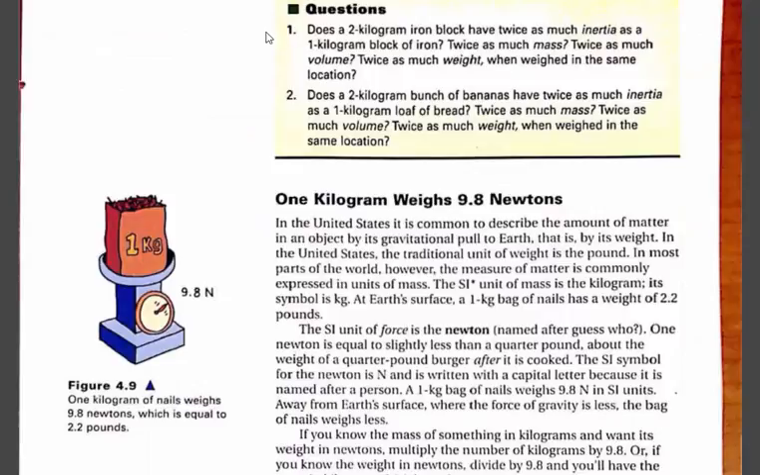Thought questions. Number 1. Does a 2 kilogram iron block have twice as much inertia as a 1 kilogram block of iron? Answer, yes. Does it have twice as much mass? Yes. Does it have twice as much volume? Yes. Does it have twice as much weight when weighed in the same location? Yes. So all those are yes.